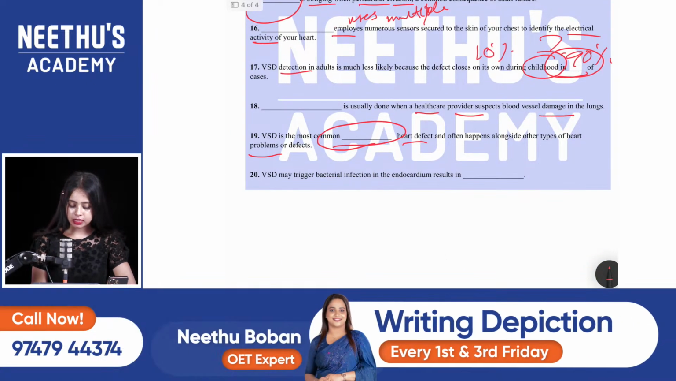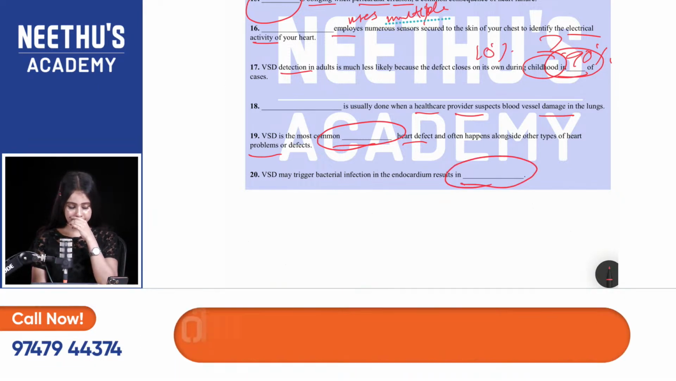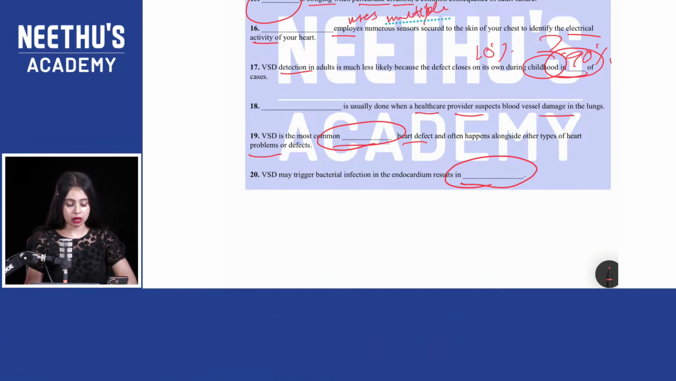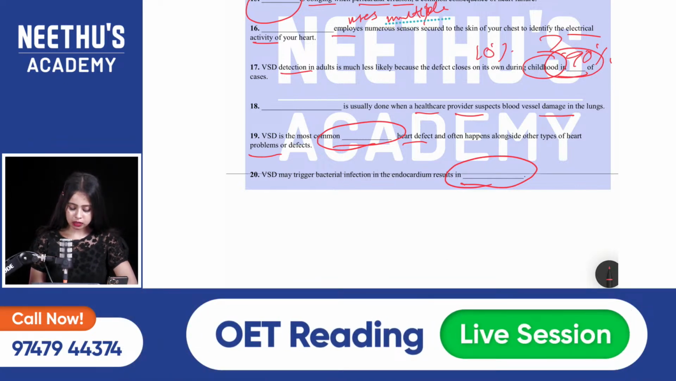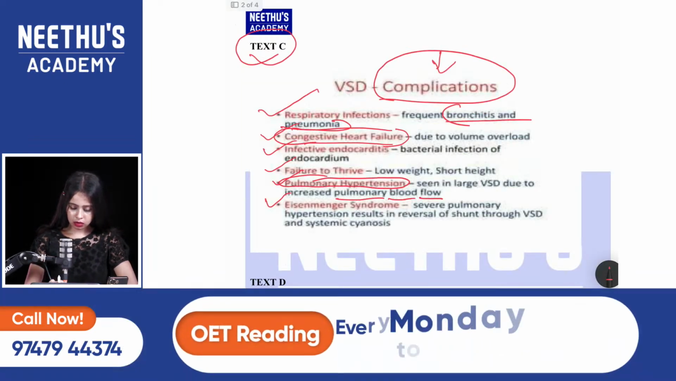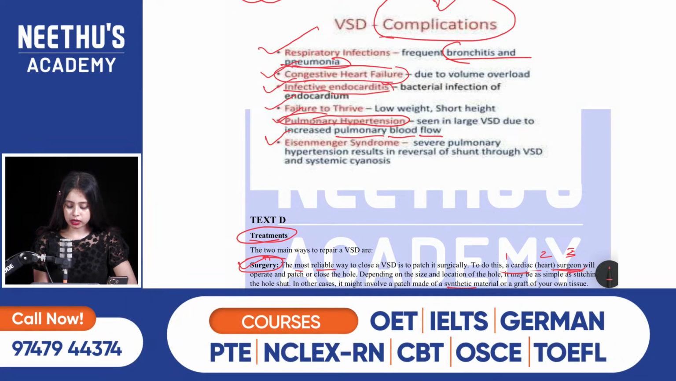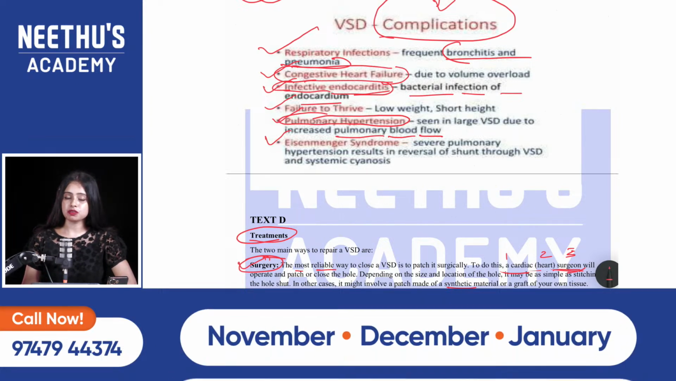And the last one, VSD may trigger bacterial infection in the endocardium, results in dash. Results in what? Last question. Yes, congenital. What about question number 20? An infection they are asking about. So, infective endocarditis is the answer. Okay, bacterial infection of endocardium. So, answer is infective endocarditis.